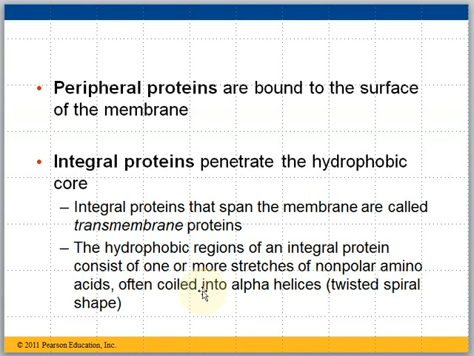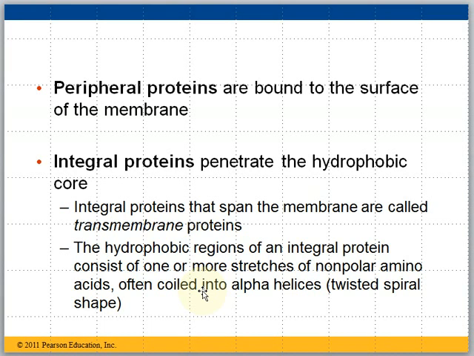Of these proteins that are part of the cellular membrane, some of them are called peripheral proteins, and based on their name you can probably guess those are kind of outside edge type proteins. They're bound to the surface of the membrane, but they don't actually go all the way through the membrane. So peripheral proteins are stuck to the surface in some way. Oftentimes they help anchor the cell to the extracellular matrix and things of that nature.